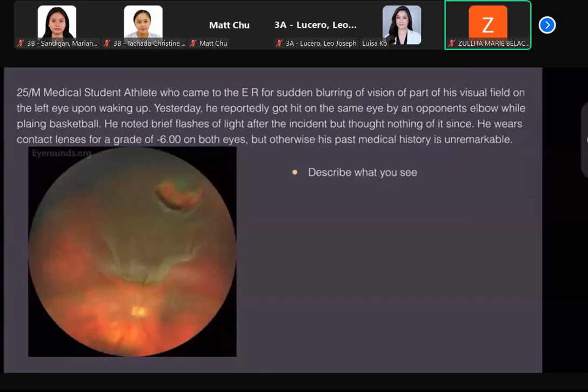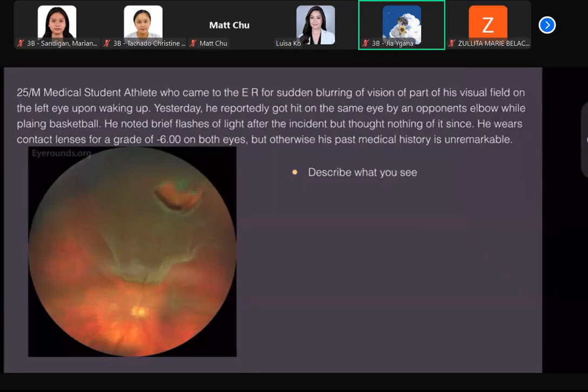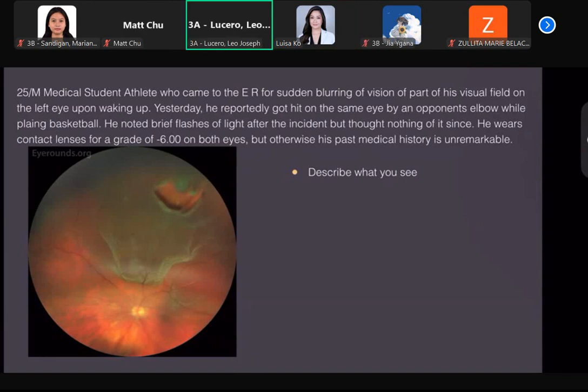Yes, okay. We have a yellow disc, we all agree? Distinct borders, CD ratio of about 0.3, we agree with that? The AV ratio is probably still 2 out of 3. Okay, now we move on to the periphery. Somebody answered something, greenish. I forgot what you said. Fluid. Okay, there's something like fluid there, and that's not supposed to be there.